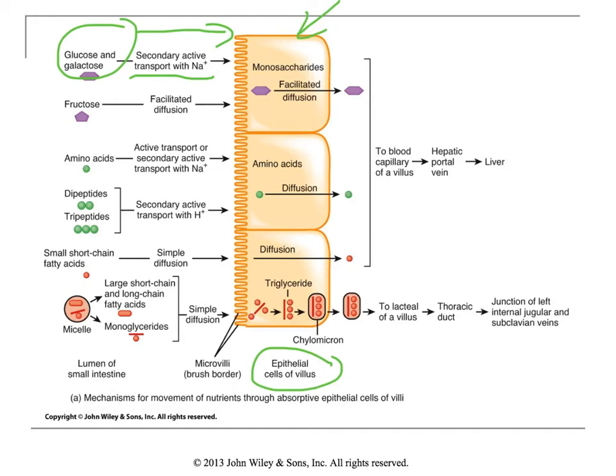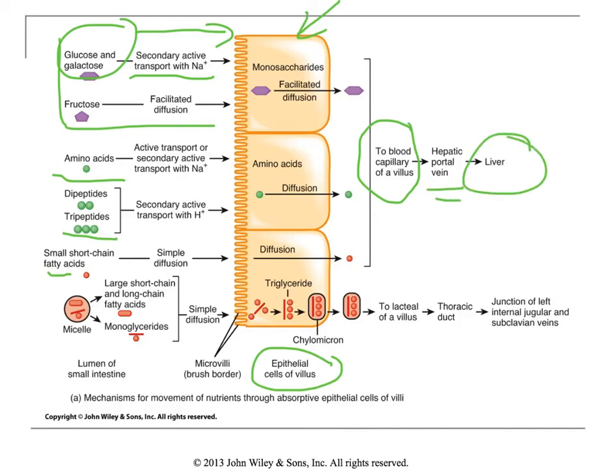Some of them are going to be active transport, some are going to be facilitated diffusion, and some can just diffuse through. So there are all sorts of different ways. The sugars will go through, amino acids, and little short chains of amino acids can go through. Short chains of fatty acids can go through. They're going to go through the wall of the small intestines, then to the hepatic portal vein, and then to the liver.